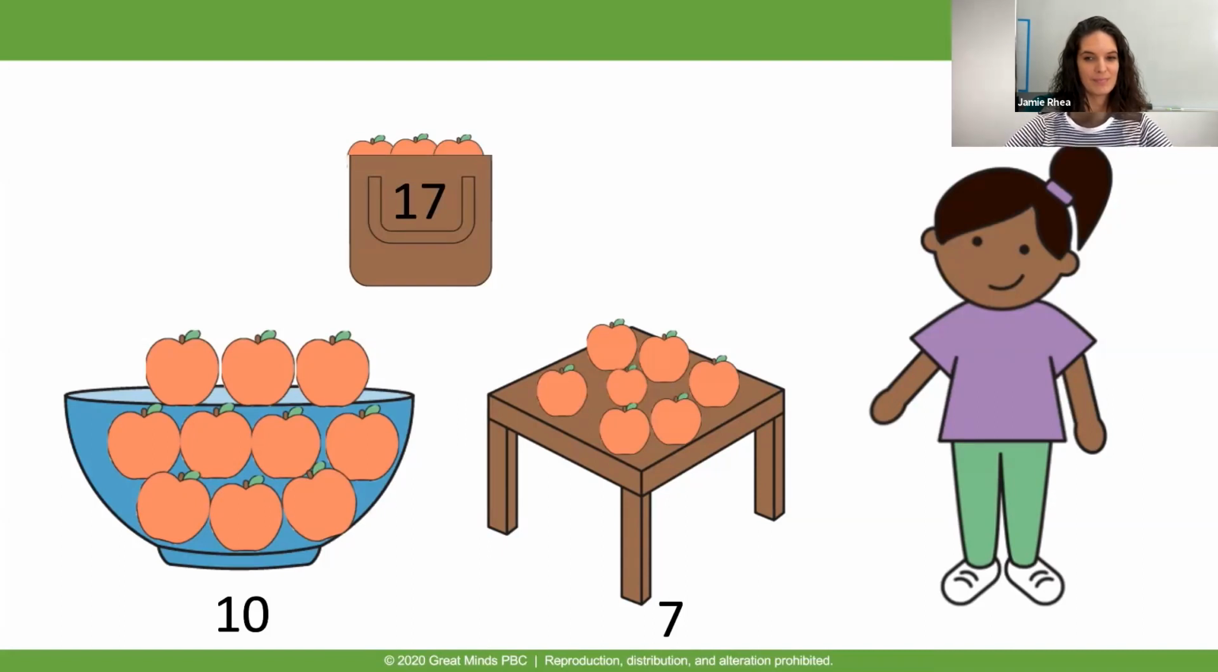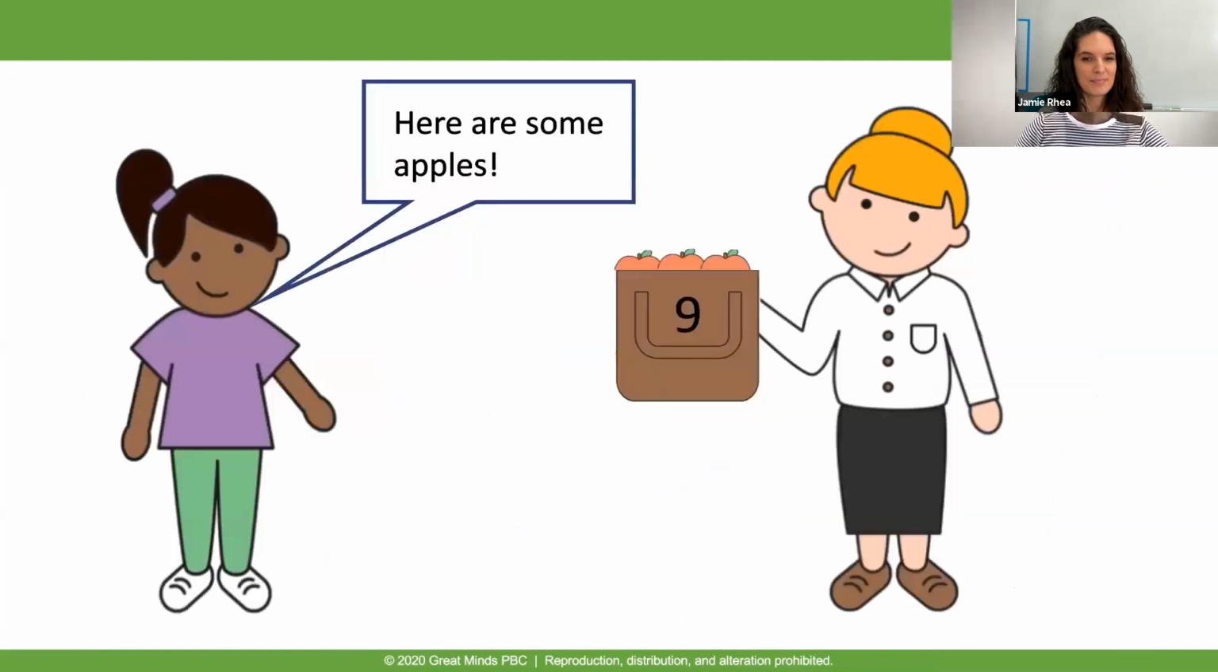What does the 7 represent? The apples on the table. You're right. The 7 represents the apples that she put on the table. Well, let's continue with our story. She decided to give 9 apples to her babysitter. How many apples does Isa have?